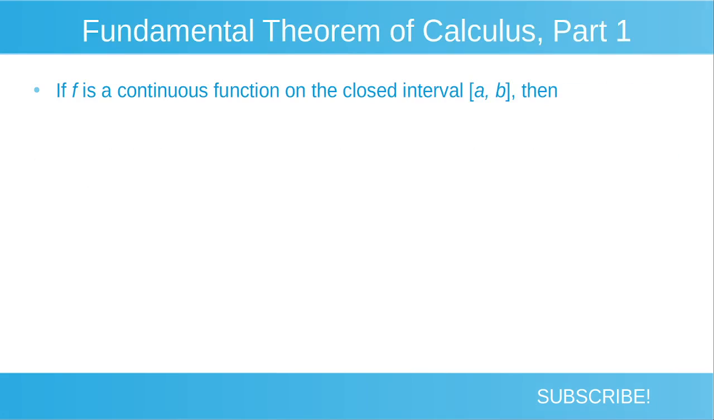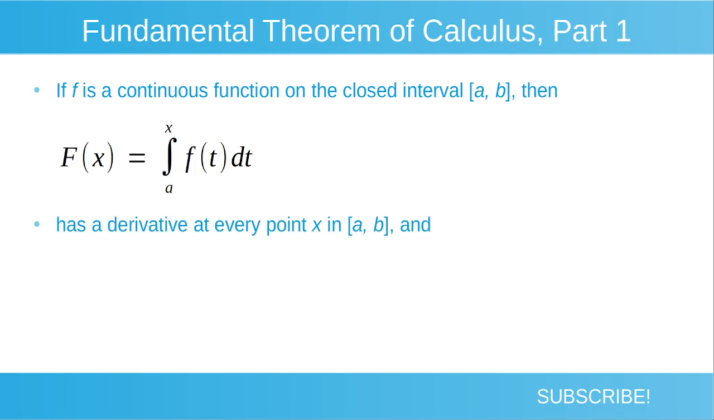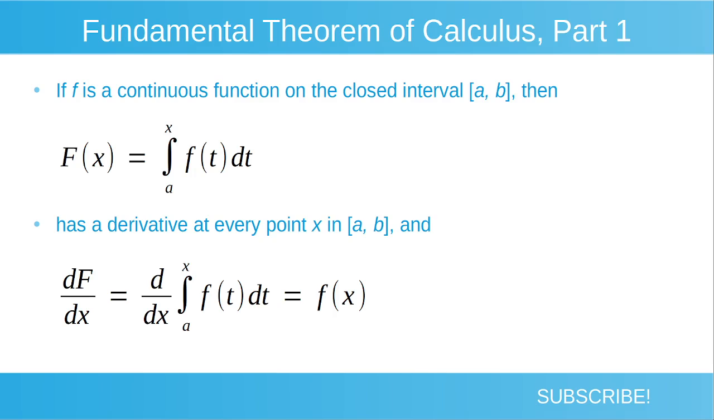If f is a continuous function on the closed interval from a to b, then the function capital F of x, which we can express as the integral from a to x of f of t dt, has a derivative at every point x in the closed interval from a to b, and its value dF/dx, which is equal to the derivative with respect to x of the integral from a to x of f of t dt, is equal to f of x. This theorem is what we're going to prove in this video.